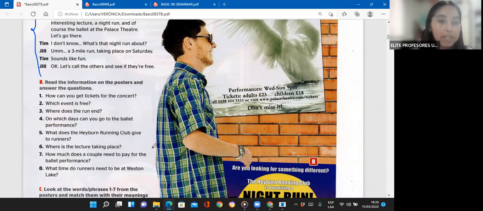How can you get tickets for the concert? 2, which event is free? Next one, what's the run end? On which days can you go to the ballet performance? What does the Hebrew Running Club give to runners? Where is the lecture taking place? How much does a couple need to pay for the ballet performance? What time do runners need to be at Weston Lake?